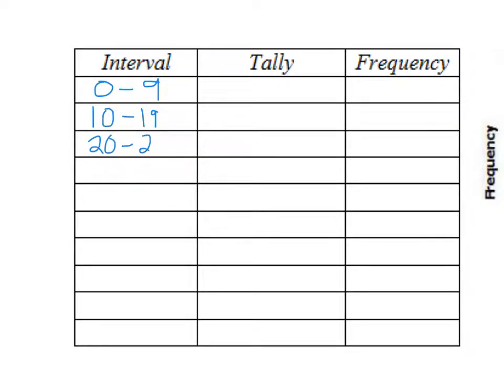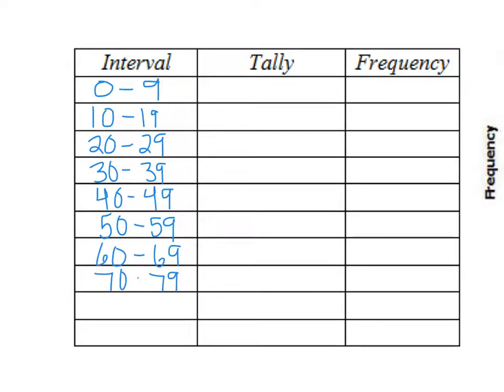20 to 29, 30 to 39, 40 to 49, 50 to 59, 60 to 69, 70 to 79, 80 to 89, and 90 to 99. Our highest digit is 97, so it would still fall within our intervals. Okay, so there you have your intervals.